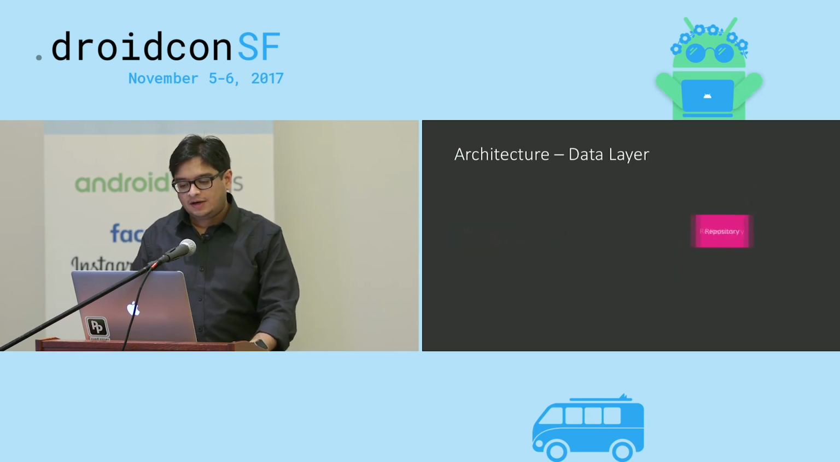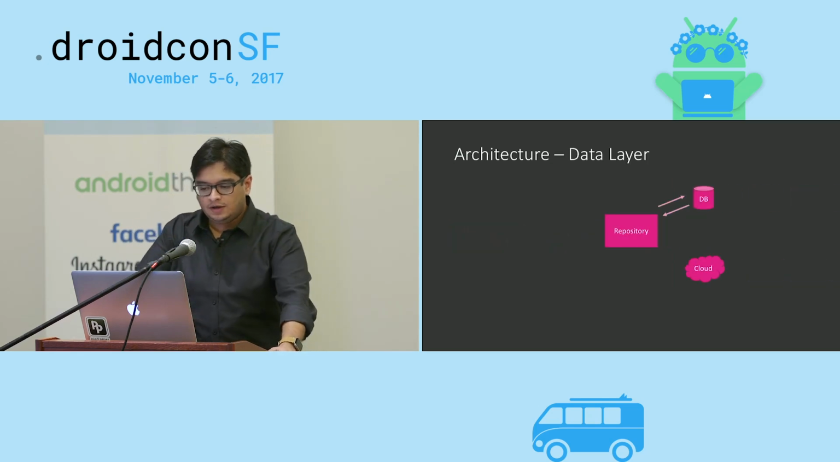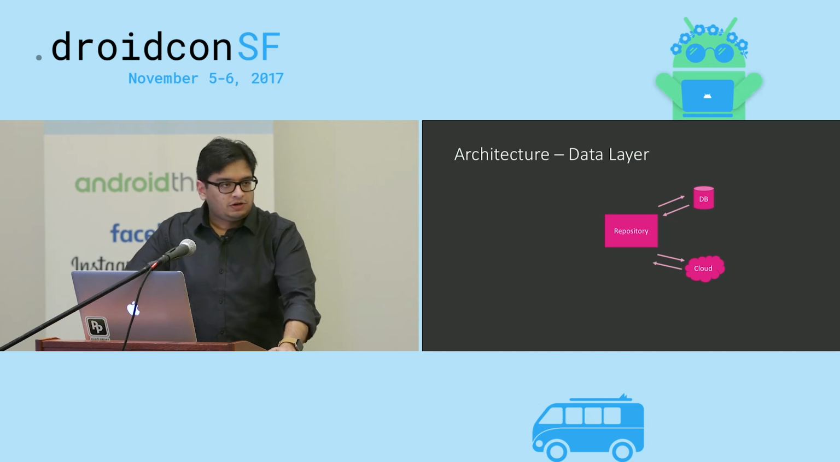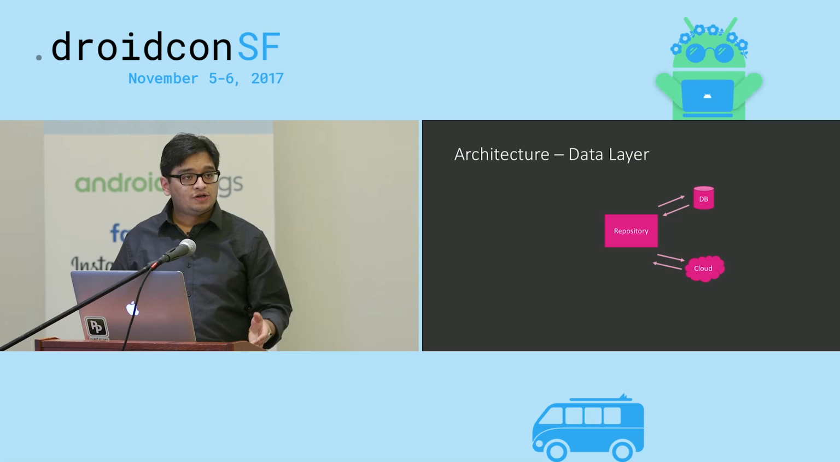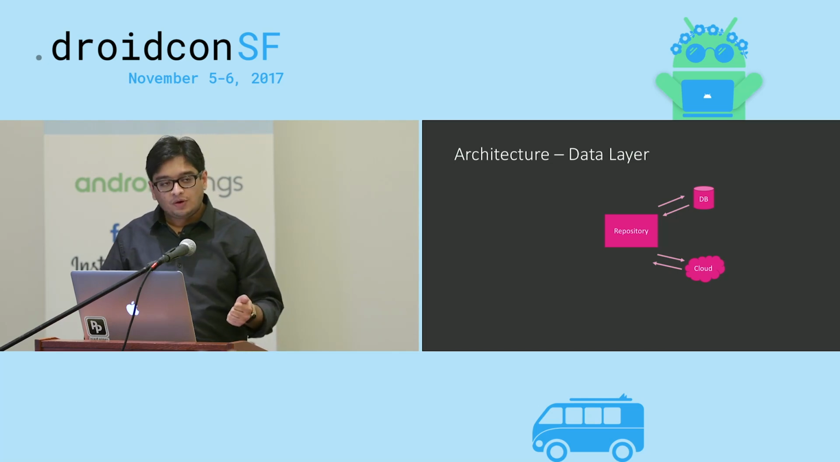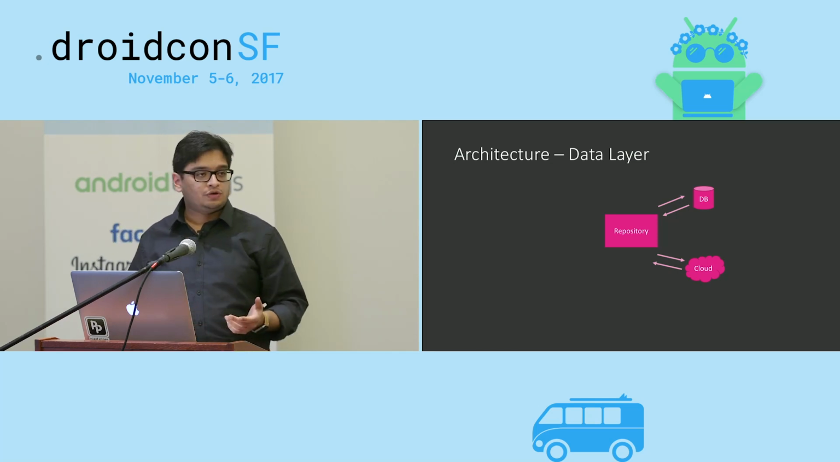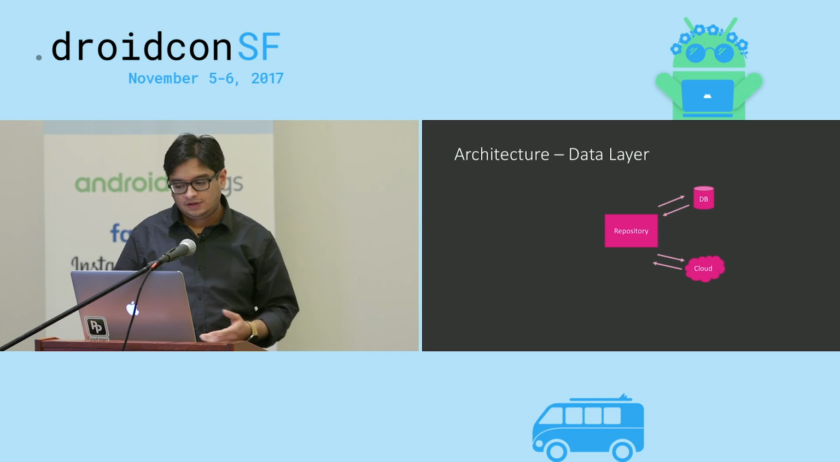So let's look at our data layer, right? What's our data layer? It's a simple repository pattern, nothing fancy here. It holds the business logic of, okay, where should I be getting my data from? Should I be going to the database first, or should I go to the cloud? And that's all its duty is. It does nothing more than that.